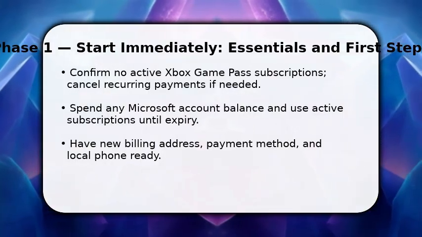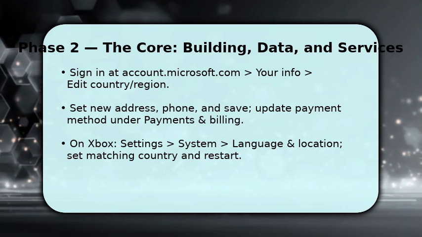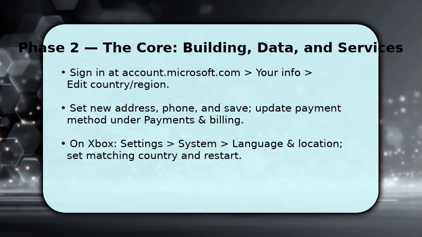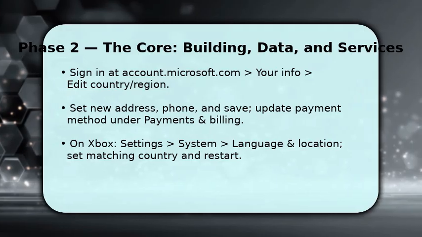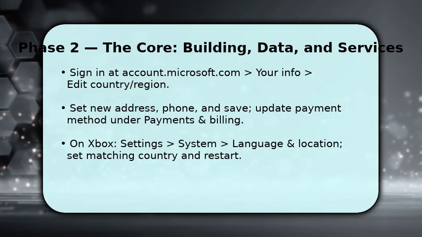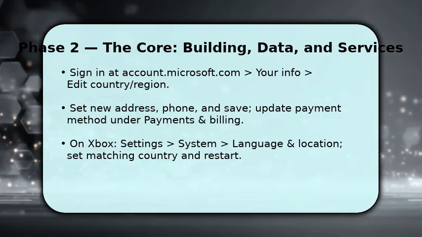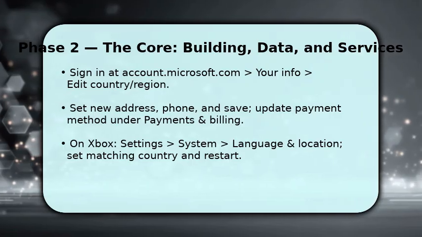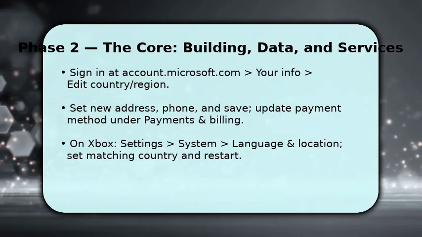before proceeding. Now sign in to account.Microsoft. And go to your info, then edit country/region, enter the new address and local phone details you prepared. Once saved, go to Payments and Billing and add the local payment method tied to that country. Make sure billing address matches exactly.